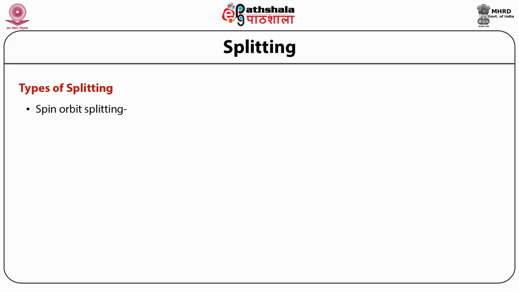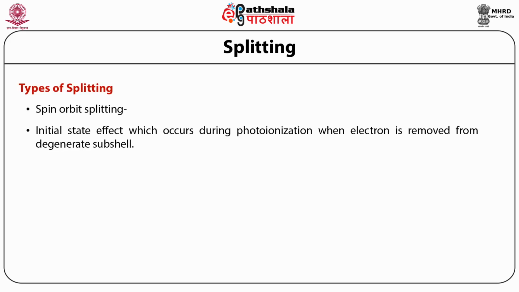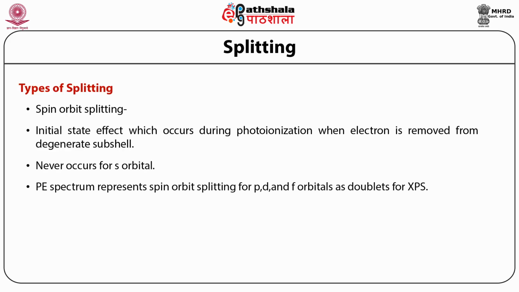Spin orbit splitting deals with the initial state effect which occurs during photoionization when an electron is removed from a degenerate subshell. It never occurs for an s orbital. The PE spectrum represents spin orbit splitting for p, d and f orbitals as doublets for XPS. PE here, when I said, stands for photoelectron spectrum.